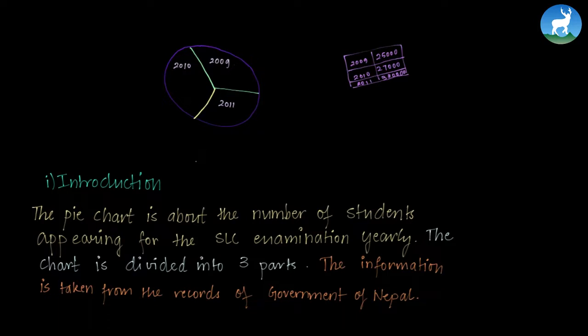So the information is taken from the record of Government of Nepal. We shouldn't be assuming while we are actually interpreting, but right now I am assuming that the information is taken from the Government of Nepal. You can have any other thing over there. So now we move towards giving the message. What we have received from the pie chart.